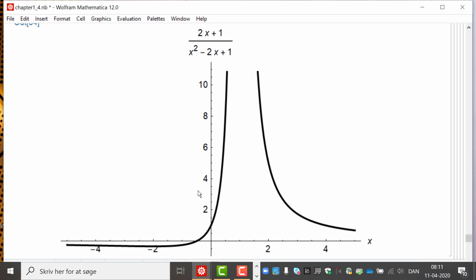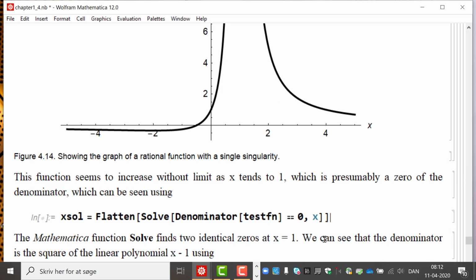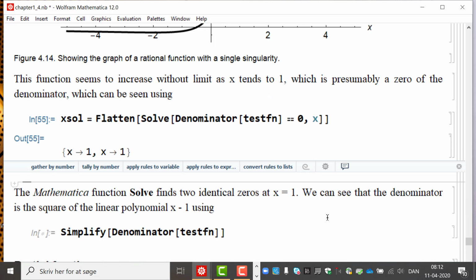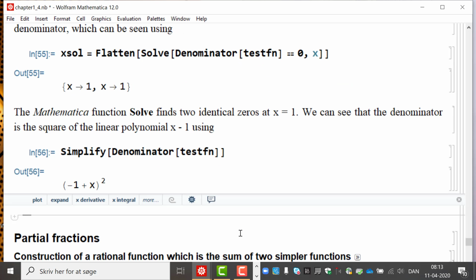And we can see it has a 0 when x is minus a half, and now it has this single discontinuity here, or a singularity, because it tends to increase without limit as x tends to 1, which is presumably a 0 of the denominator, which can be seen using this. So we set the denominator of the test function to 0 and solve it with respect to x. And we get 2 roots, but they're both the same. So the mathematical function solve finds 2 identical zeros at x equals 1. And we can see that the denominator is the square of the polynomial x minus 1 using simplify the denominator. So we do that. And it is indeed (1 minus x) all squared.